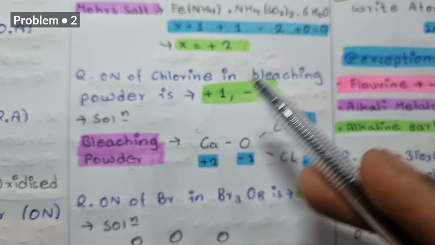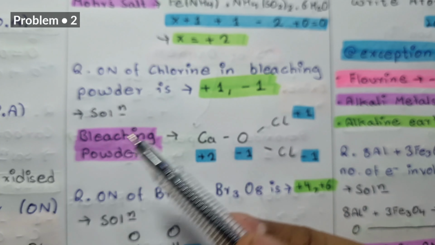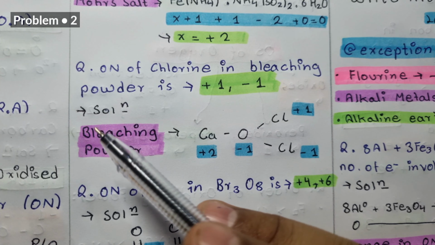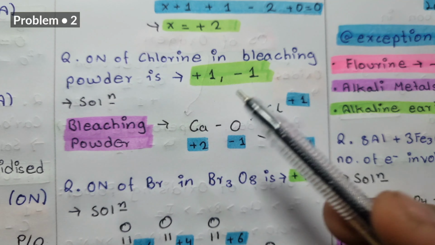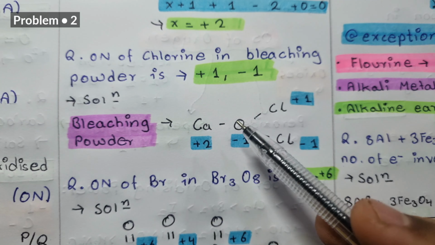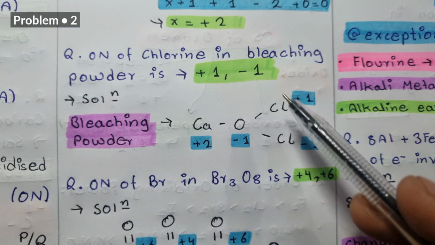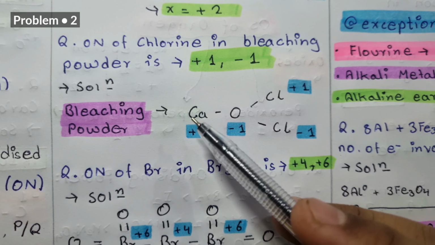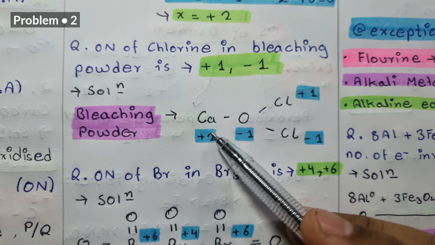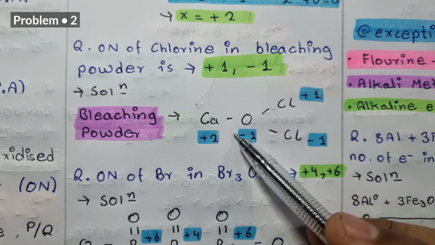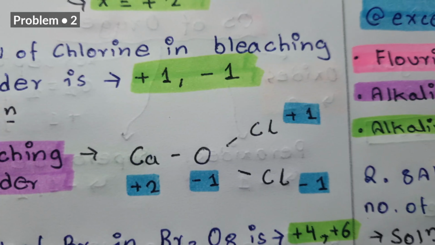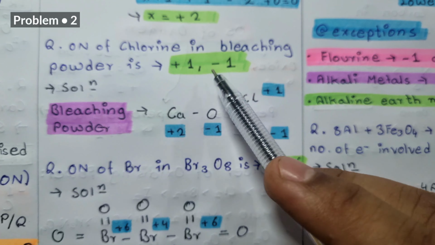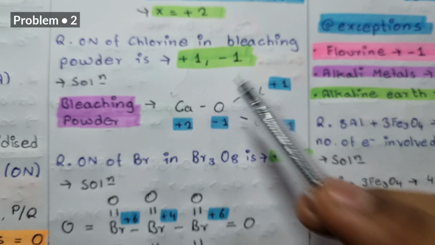The oxidation number of chlorine in bleaching powder. First and foremost, we need to understand what bleaching powder is. Calcium oxychloride, that is CaOCl2, is said to be bleaching powder. Now, calcium has the oxidation state +2 and oxygen has the oxidation state -2. That's why chlorine has the oxidation states of +1 and -1. That's why the oxidation number of chlorine in bleaching powder is +1 and -1.